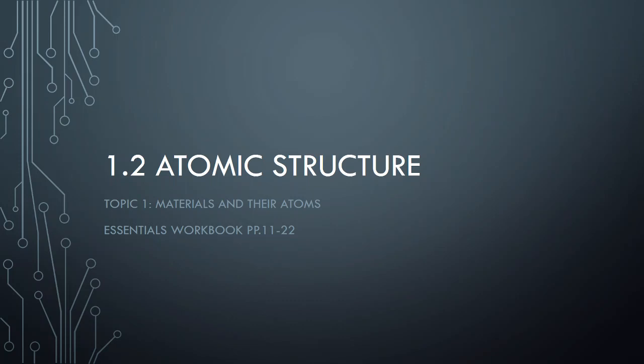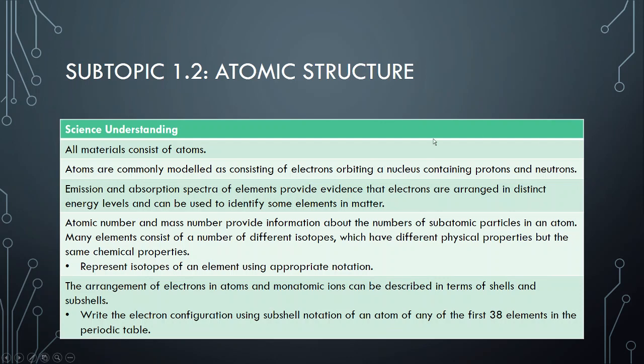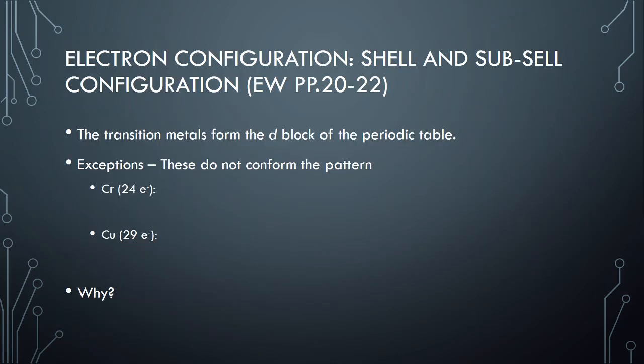Hello everyone, this is the sixth video of 1.2 atomic structure. It's going to be the last one. In this video we'll be looking at the same thing, arrangement of electrons in atoms and monoatomic ions. We'll be focusing on ions as well as exceptions that require you to use subshell notation. The slides we are looking at from this point are slide 21 onwards, so the last 4 slides.